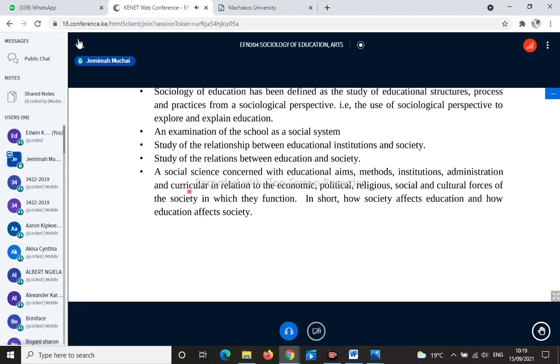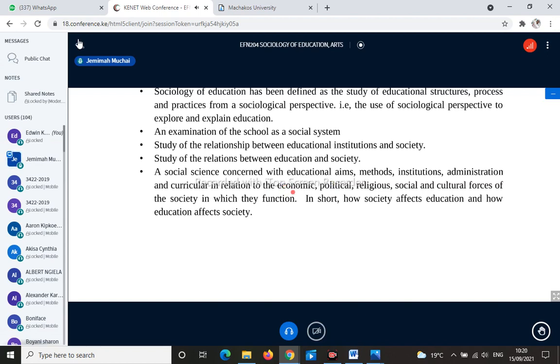And curricula. You learned about the curricula last semester, so you know what the curriculum is. All that which should be learned in different subjects that will help you to attain the education that is required in the specific area of learning. So associations concerned with educational aims, methods, institutions, administration, curricula, in relation to the economic, political, religious, social, and cultural forces of the society in which they function. So all those, the aims, the method, the institution, the administration, the curricula, are in the relation of this.